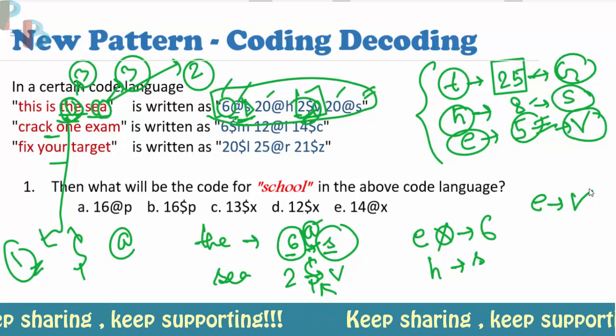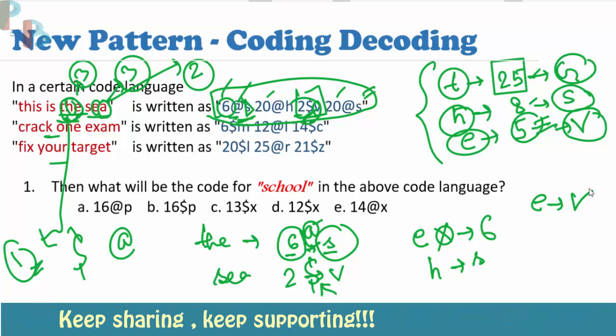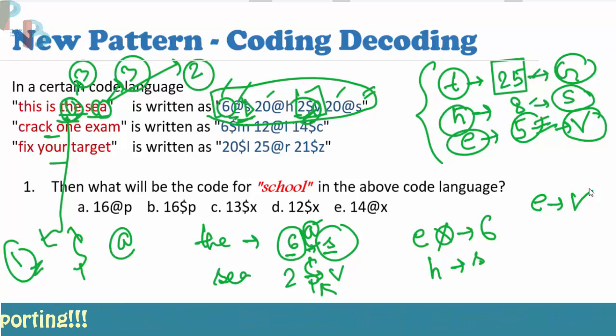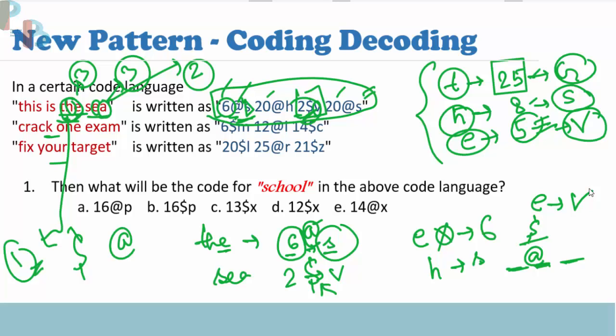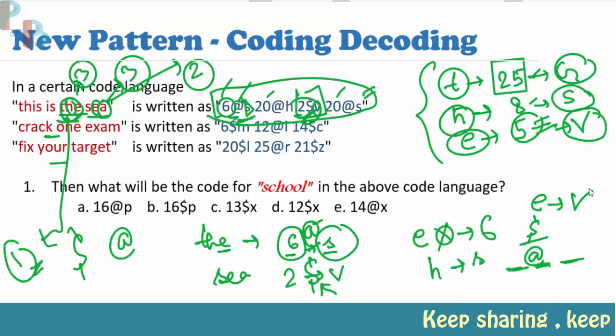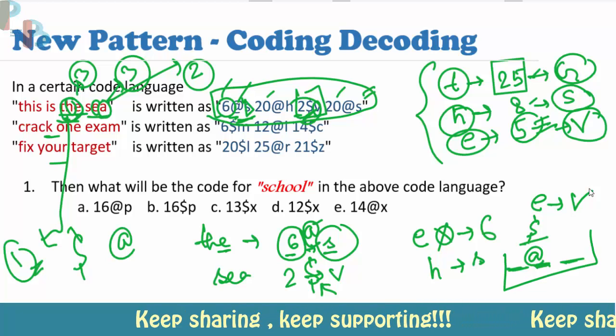That means the code is: the first digit is for the last alphabet in the word, plus 1. Then the symbol for vowels, for one vowel it will be at the rate, or for more than one vowel it will be dollar. And the third digit for the code will be the opposite letter in the alphabetical series for the second letter, right? So we have all decoded the word.